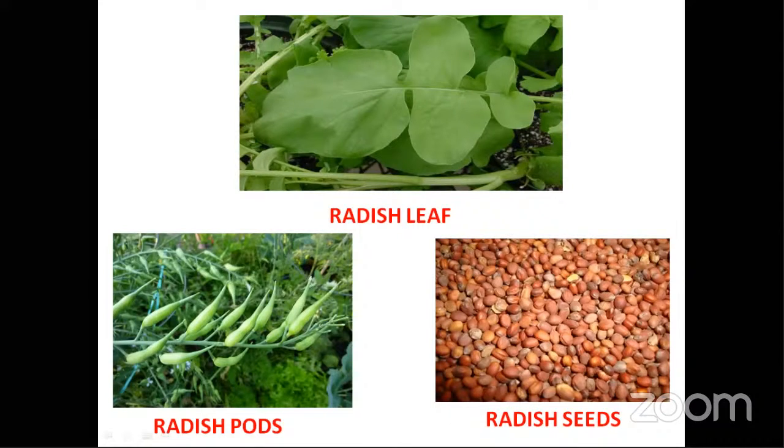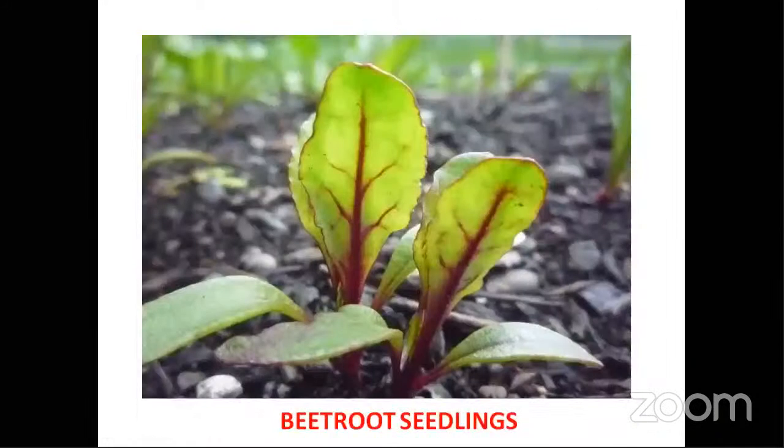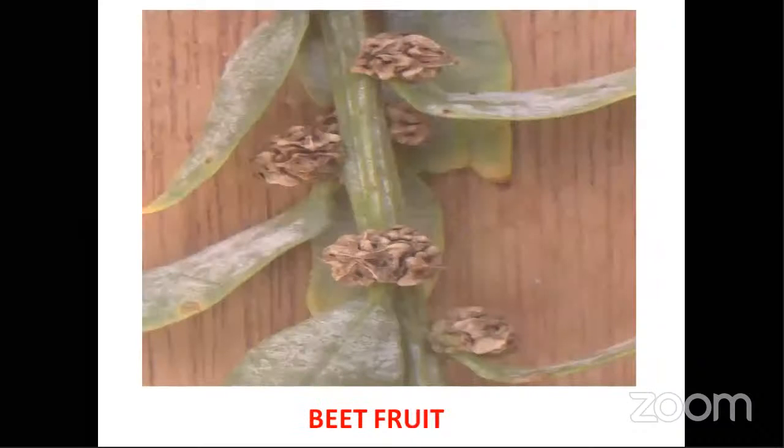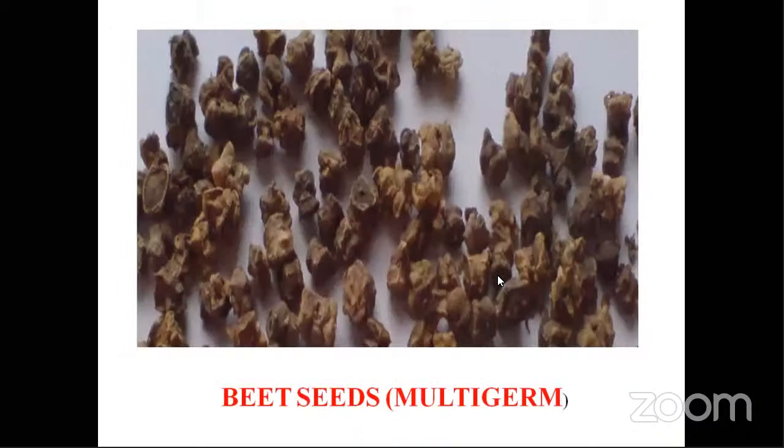And nextly, the beetroot, these are the seedlings of beetroot, and the beet spike. We can see that the flowers are sessile in nature, that is, there is no stalk of the flower. Here you can see the beet fruits, which are actually a seed ball, meaning 2 to 8 seeds are there. So thinning is a very important practice when it comes to root crops, and in beetroot it is even more important because each seed ball actually contains 2 to 8 seeds in it. So here it is a multi-germ seed.